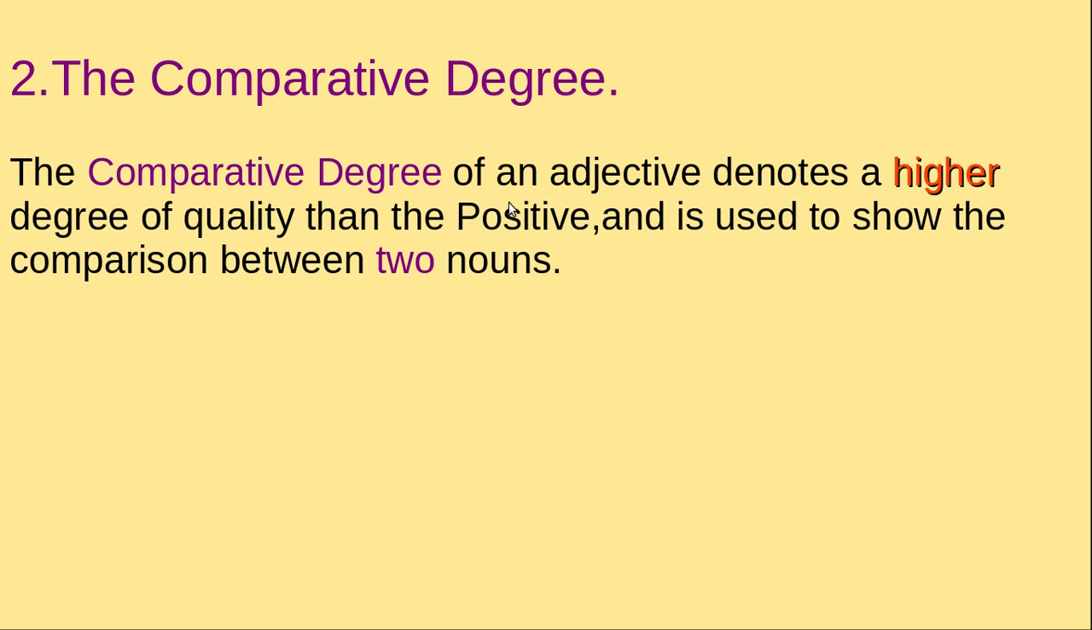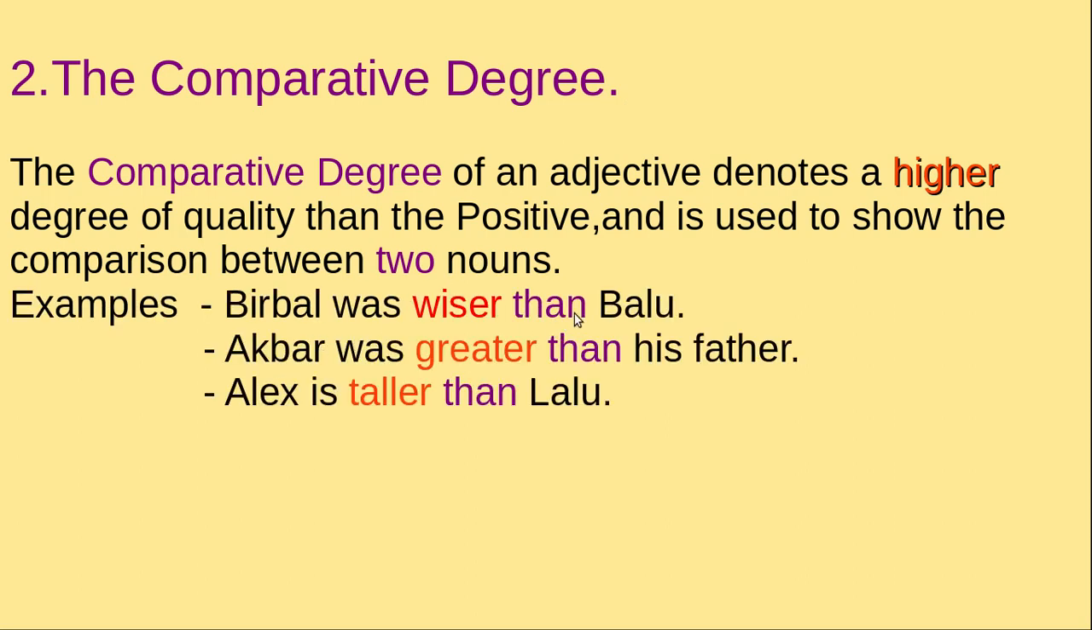The comparative degree of an adjective denotes a higher degree of quality than the positive. The positive shows simple quality, but the comparative degree denotes a higher degree of quality than the positive, and it is used to show the comparison between two nouns. That's very important: two nouns, higher degree. See the examples.